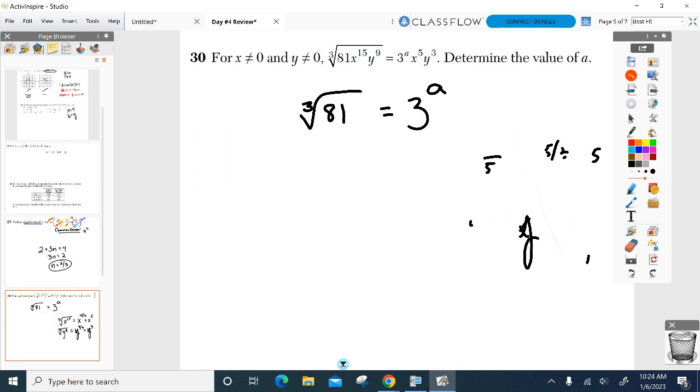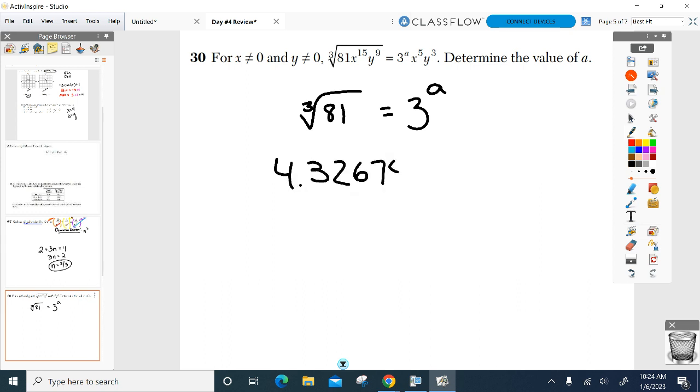Did we find out the cube root of 81? 4.326748711 equals 3 to the a.